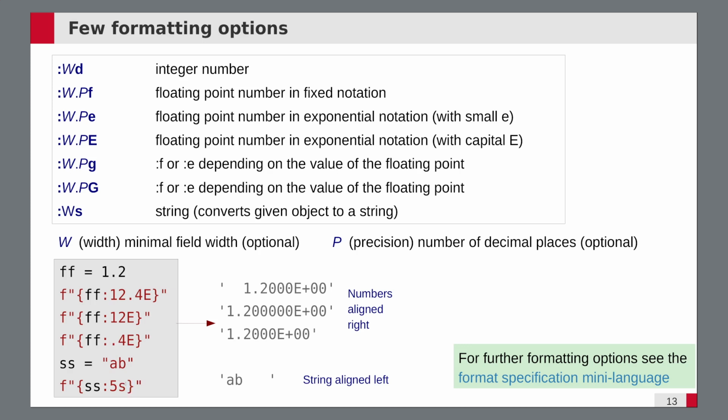And here I also show that you can also have string formatting if you really want. Then you can say, okay, I want to have a field width and just string formatting, but strings, as you can see, in contrast to numbers, which are always right aligned, strings are left aligned. Anyway, this is something you can play around with a lot, and I really recommend you have a look at the format specification mini language if you want to explore further options.